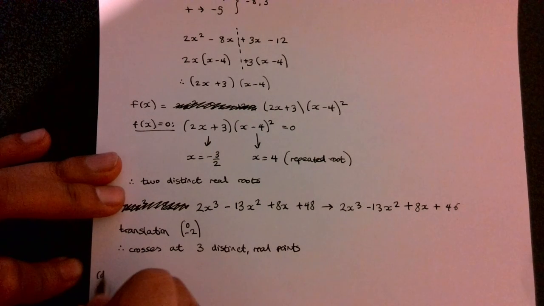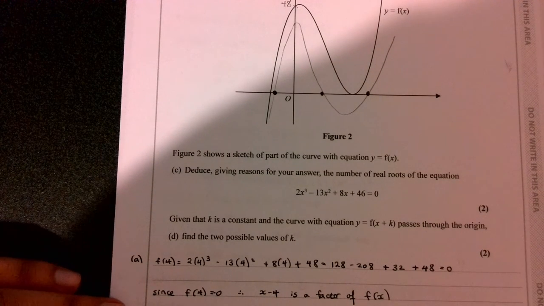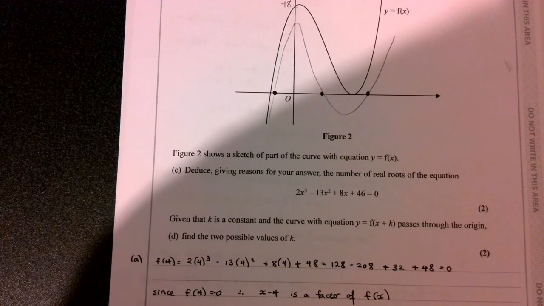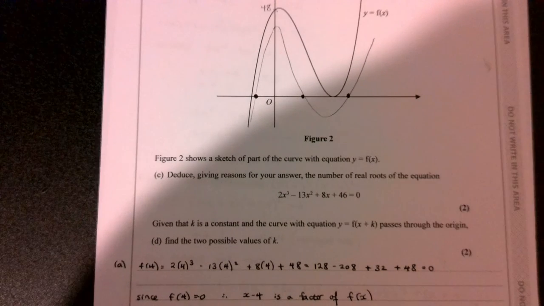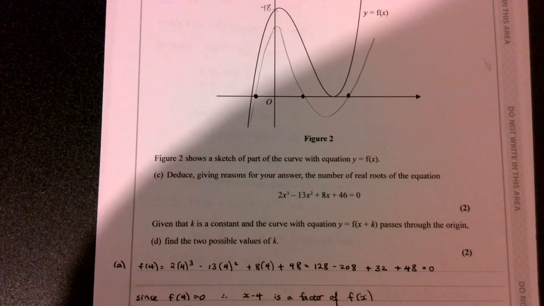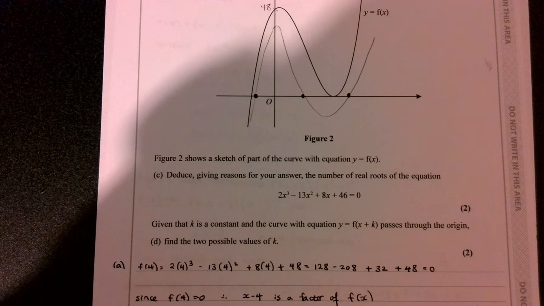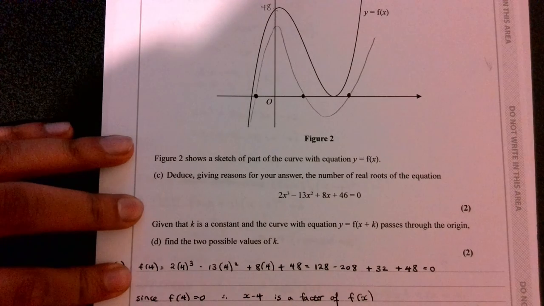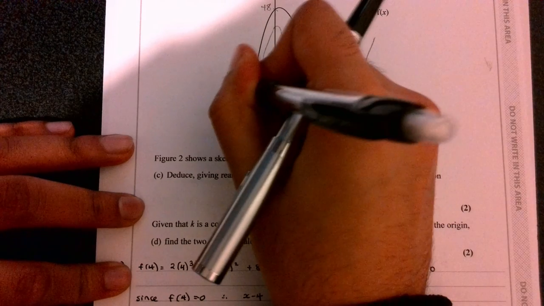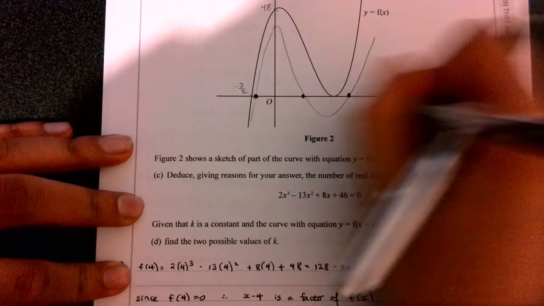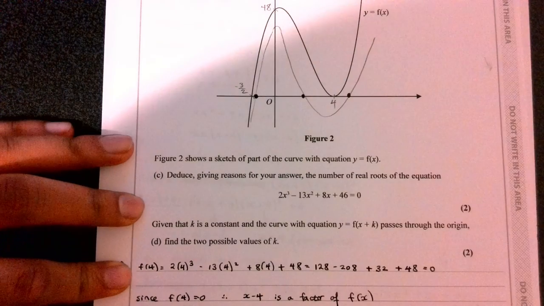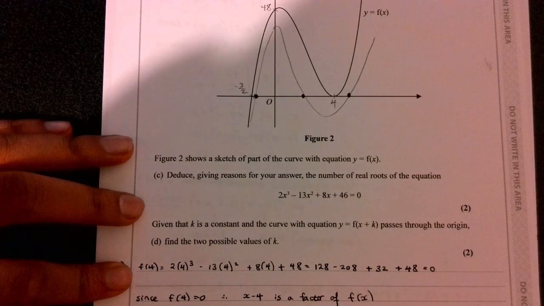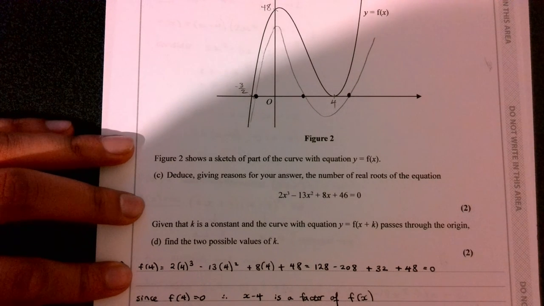Okay. Now for part D, given that k is a constant and the curve with the equation y equals f of x plus k passes through the origin, we have to find the two possible values of k. Now over here, if I actually show on the roots, here we have minus 3 over 2, and here we have the 4. Now, if the graph passes through the origin, there's two situations which could arise.